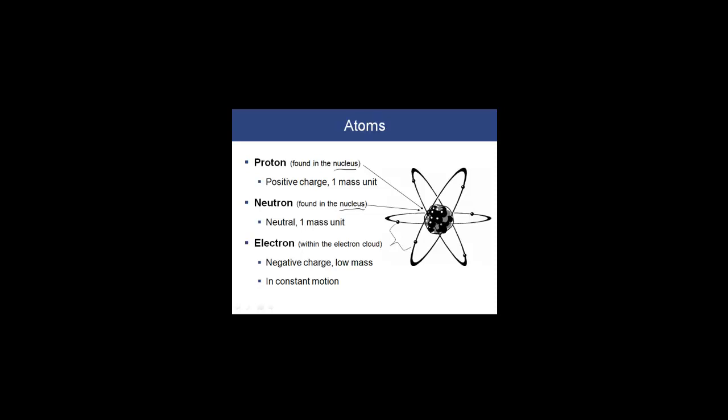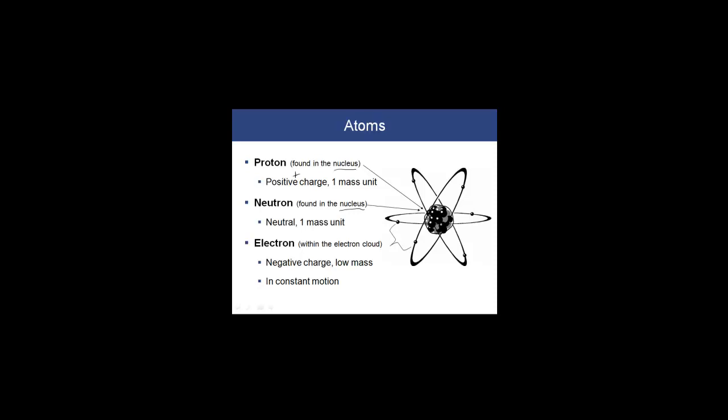Protons have a positive charge, often noted by a little plus sign, and they have an atomic mass of 1. That is their mass. Neutrons, also found in the nucleus, are neutral, and they're also going to have an atomic mass of 1.